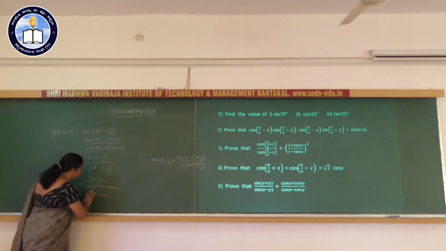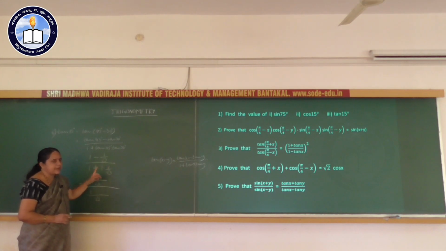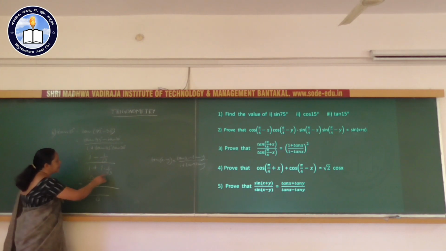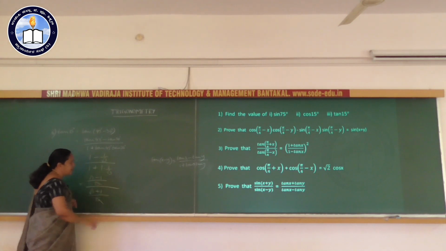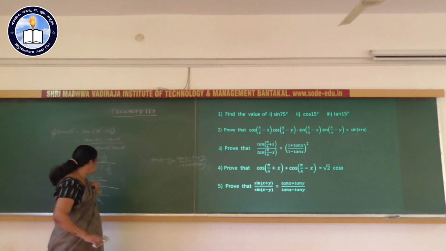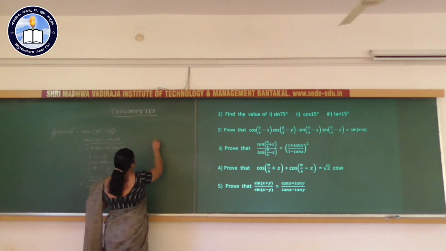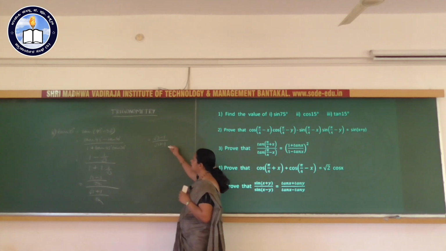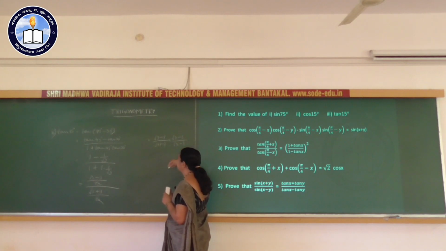Again root 3 common denominator: 1 plus 1 into 1 by root 3 is the same as 1 plus 1 by root 3. Again root 3 common denominator, root 3 into 1, root 3 plus 1. It cancels root 3 with root 3. So it is equal to root 3 minus 1 divided by root 3 plus 1. Here, to rationalize the denominator, multiply and divide by root 3 minus 1.